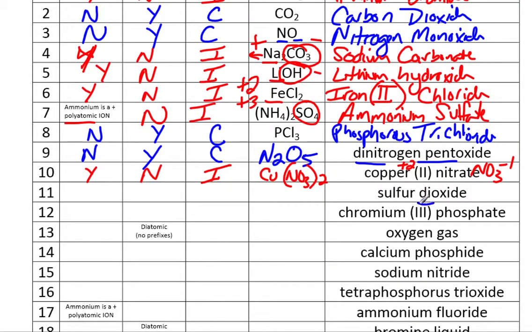Sulfur dioxide. I see prefixes right away. I know that's covalent. Yes, there's prefixes. No, there's not a metal. 1 sulfur, because there's no prefix on it. Dioxide, O2.